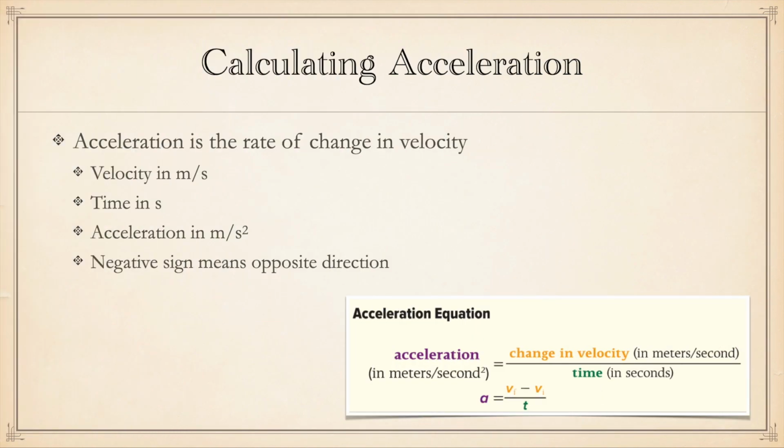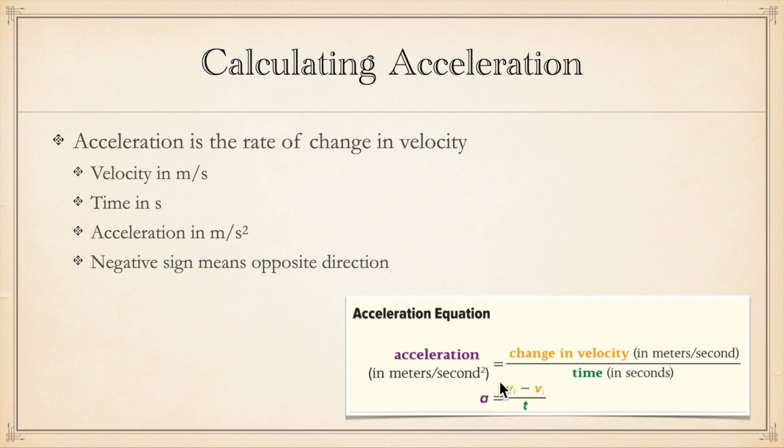So calculating acceleration. Acceleration is the rate of change in velocity. Velocity is in meters per second. Time is in seconds. So acceleration ends up being in meters per second squared. Again, change in velocity is meters per second divided by seconds, so you end up with seconds on the bottom twice, so it's seconds squared. And a negative sign means that it's in the opposite direction. So the acceleration will be in the opposite direction.